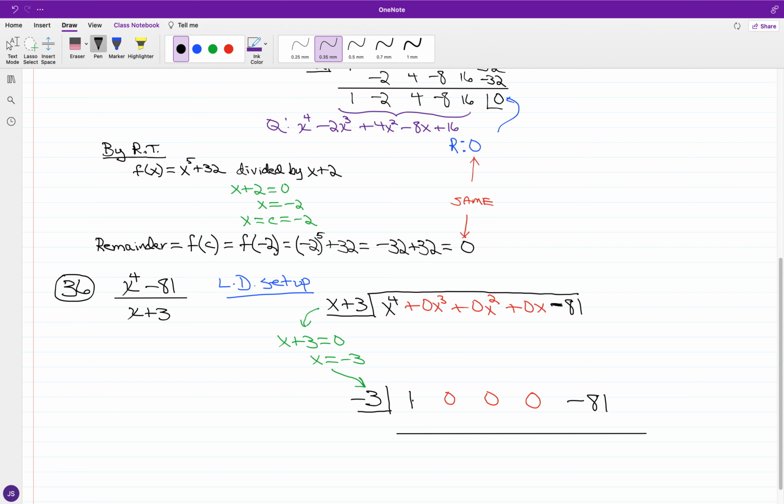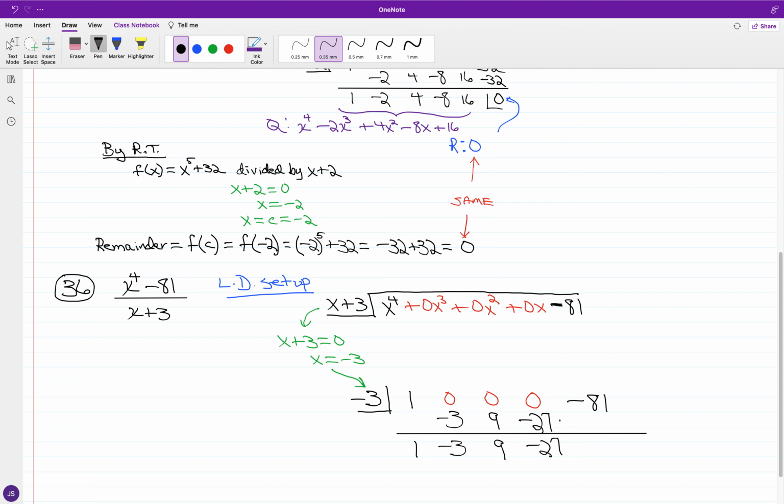Okay, so starting out with 1, bring this down. Negative 3 times 1 is negative 3. 0 plus negative 3 is minus 3. And we have negative 3 times negative 3, so that is going to be 9. 0 plus 9 is 9. Negative 3 times 9 is negative 27. 0 plus negative 27 gives minus 27.